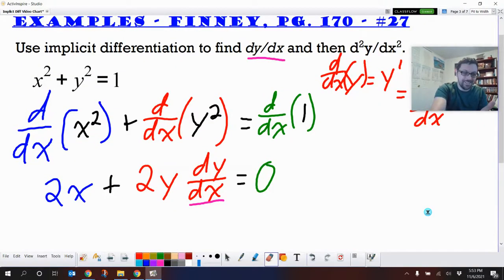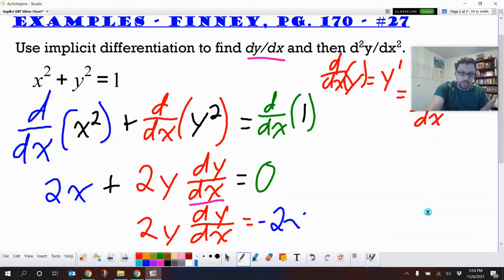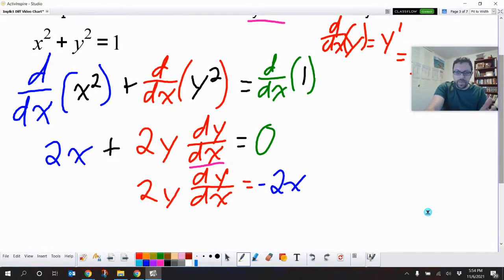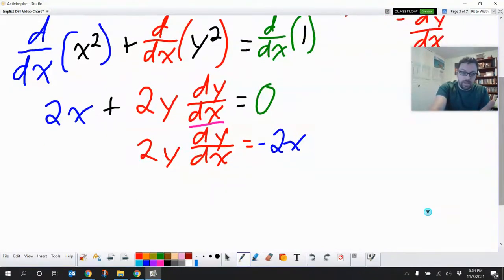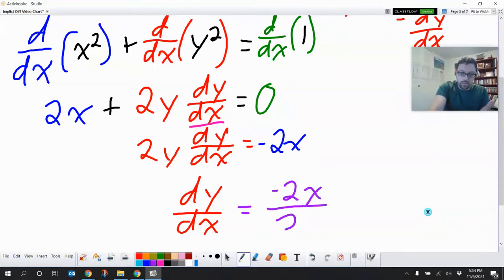We're going to take this 2x and slap it over on the other side. So now we've got 2y dy over dx equals negative 2x. And then I want to get rid of that 2y, so just divide both sides by 2y. And we end up with dy over dx equals negative 2x over 2y, which is really just negative x over y. We're done. We found it.